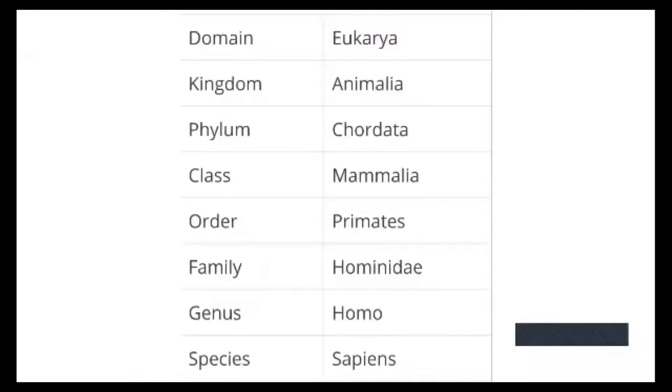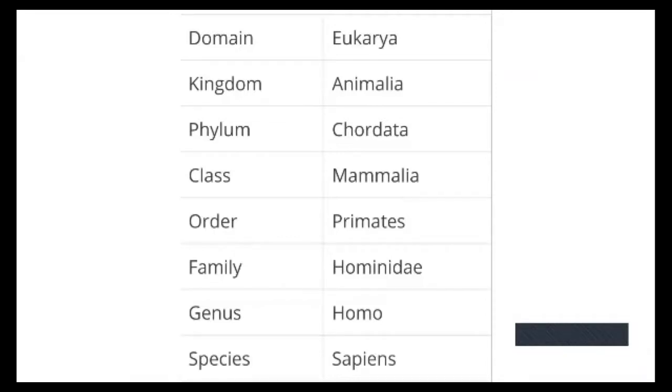So we have already told that kingdom animalia comes under the domain eukarya. So this is the level of classification of human beings. Domain eukarya, you should study it. This is also an important part. Domain is eukarya, kingdom animalia, phylum chordata, class mammalia, order primates, then family hominidae, then genus Homo, species sapiens.